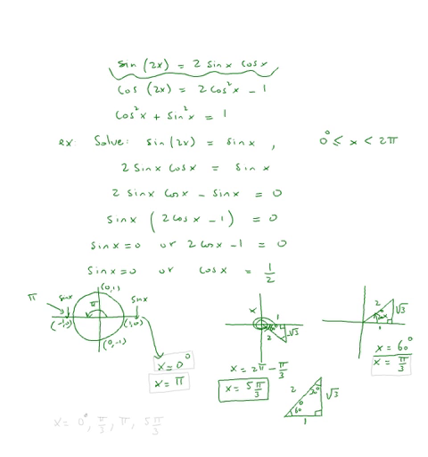So we got pi over 3, 5 pi over 3, we have pi, and then we got 0 degrees. So x is equal, let's start from the smallest, 0 degrees, or 0 radian, pi over 3, pi, and then 5 pi over 3. And that's enough for this example.